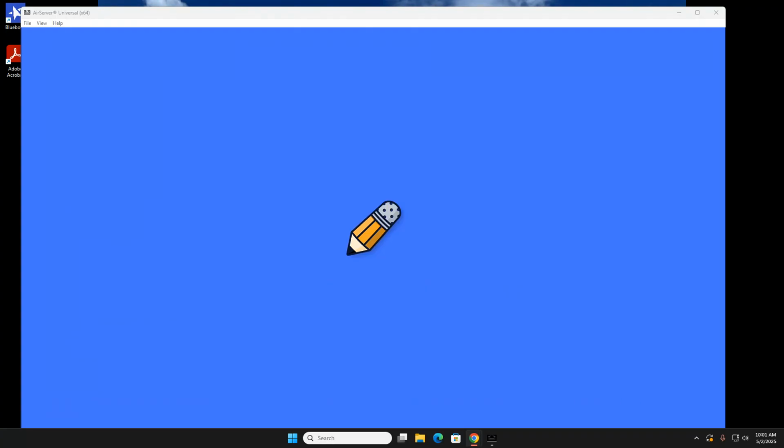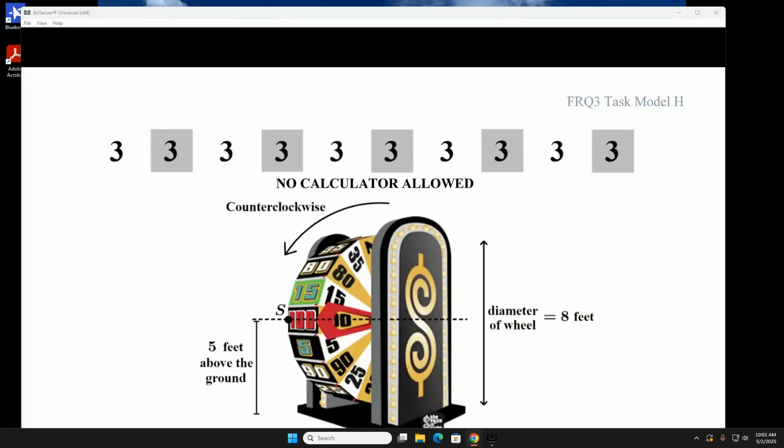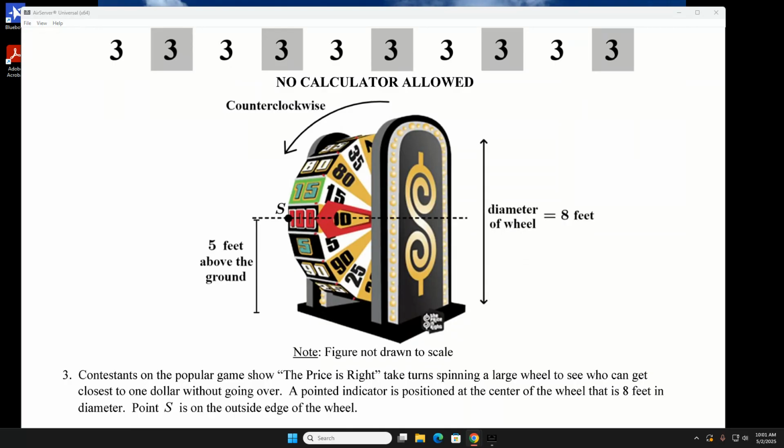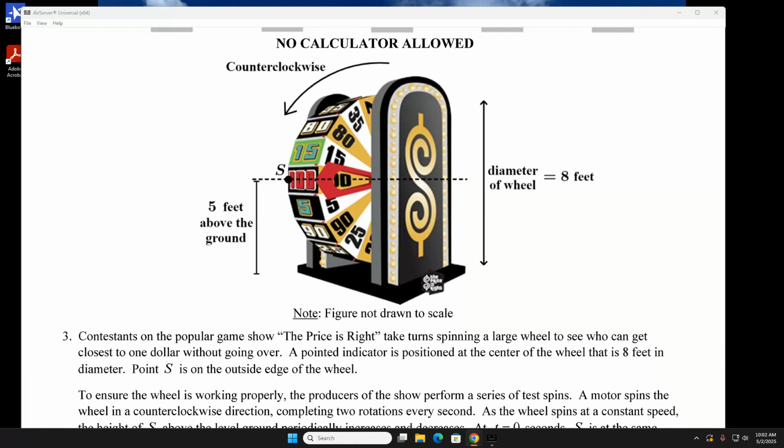Okay, well then let's look at the Wheel of Fortune one. I keep saying Wheel of Fortune. This is not Wheel of Fortune. This is The Price is Right. I don't know why I keep saying that. All right, so maybe some of you have watched Price is Right with your mom or your grandma. It's been around a long time.